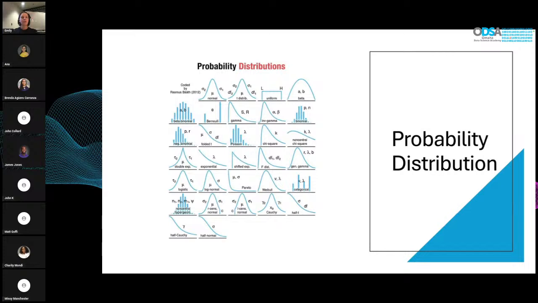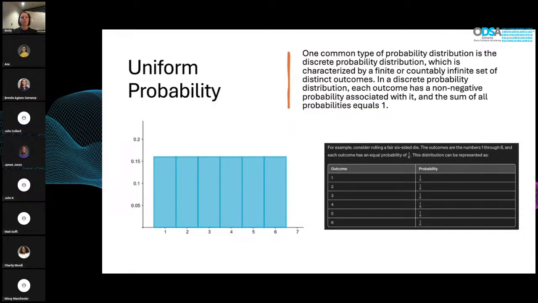When we think about events in the world, in probability theory, there are a lot of distributions that represent events occurring in the world. We're not going to dive into this, but I just want you to be aware that there are a lot of different ways we can represent distributions of probabilities. We're going to touch on two that you are probably familiar with. One is the uniform probability. So let's think about rolling a die. You've got a 6-sided die.